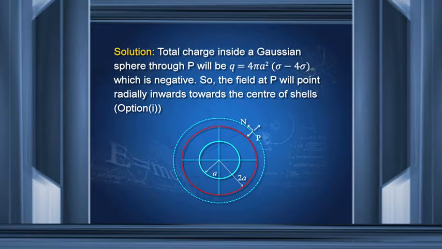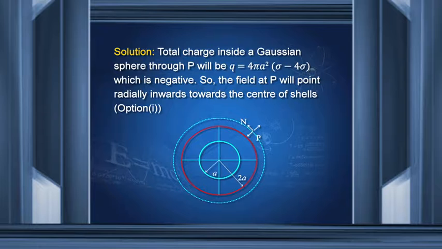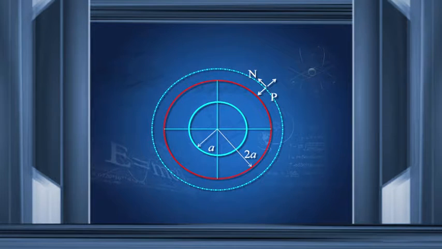If the net charge is negative, then the field at the point P will point inwards. So, in this case the field will be pointing radially inwards, because the negative charge is larger in magnitude than the positive charge on the inner shell.